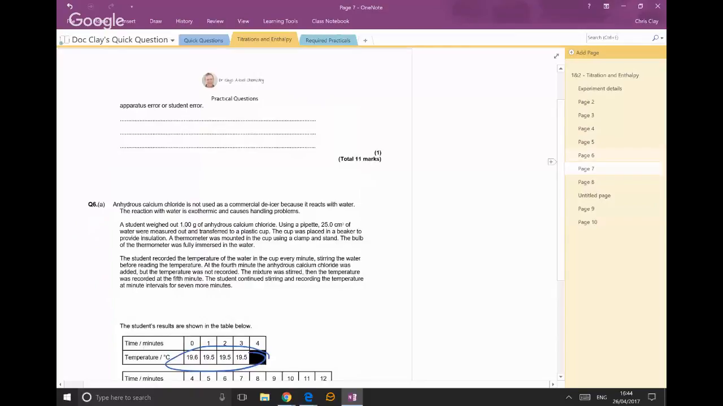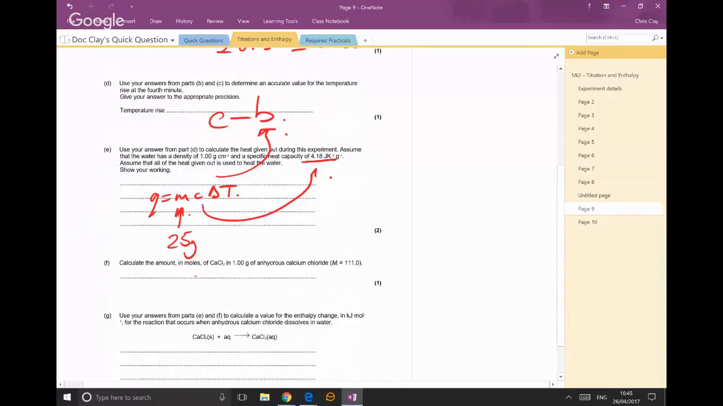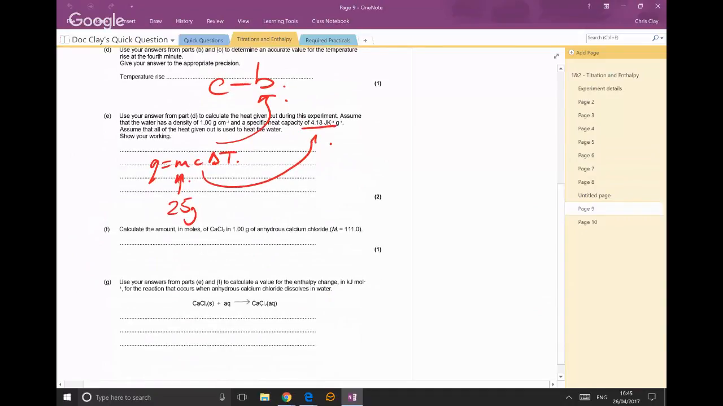So we've got 25 centimeters cubed of water. So there our mass is 25 grams. We're given the heat capacity and delta T, and we work out an energy in joules. Calculate the moles of calcium chloride and use your P, E and F to calculate a value for the enthalpy change in kilojoules per mole. So this one is finally going to be delta H is equal to minus Q divided by the number of moles.